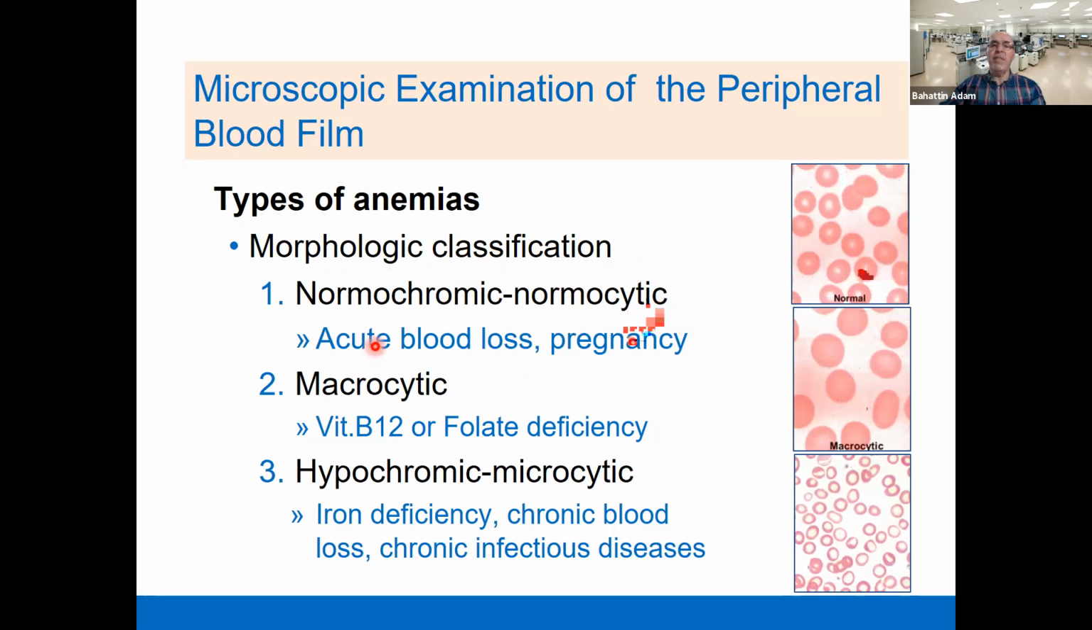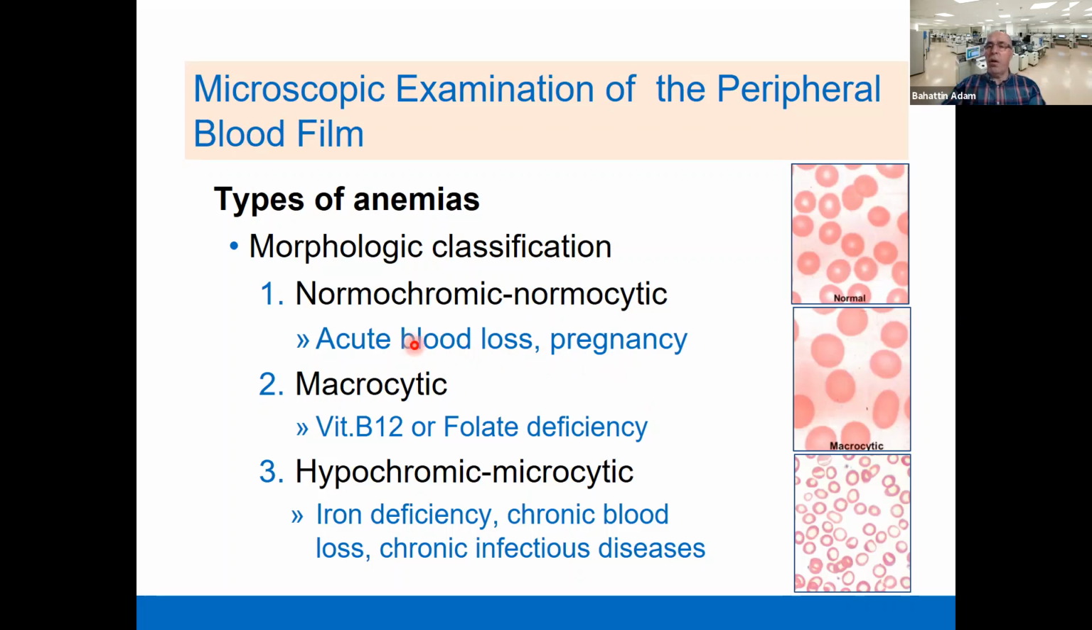This type of anemia, if the cells are normochromic and normocytic but you have anemia, the causes may be acute blood loss or maybe pregnancy, because during pregnancy the need for erythrocyte number increases. Okay, it results in anemia.